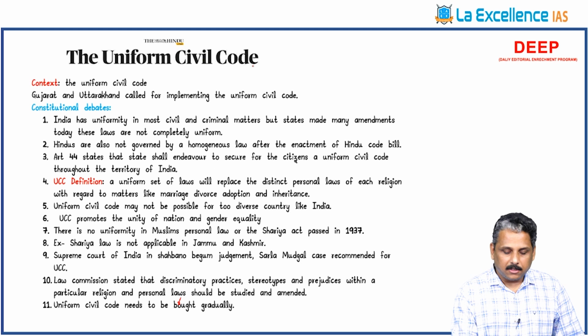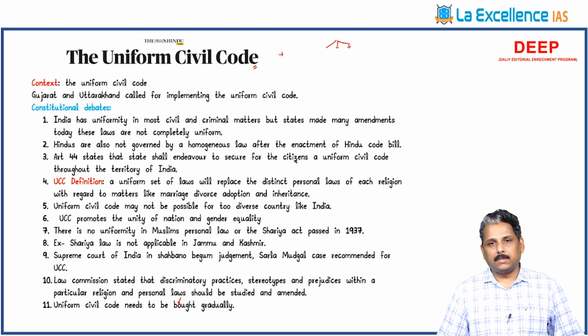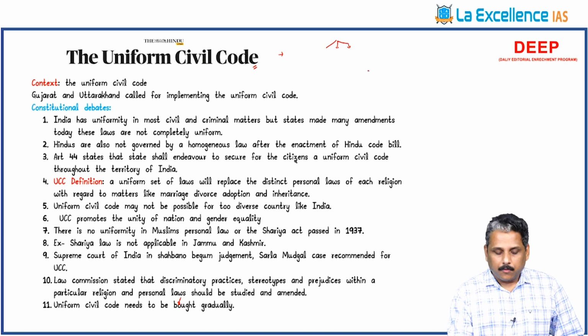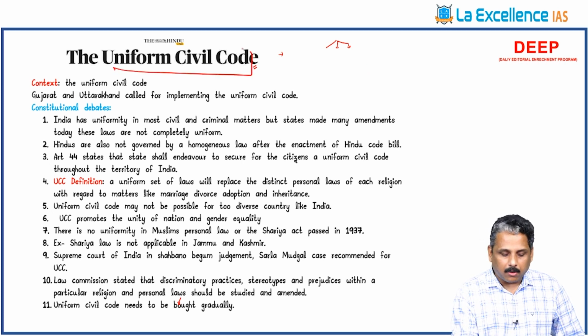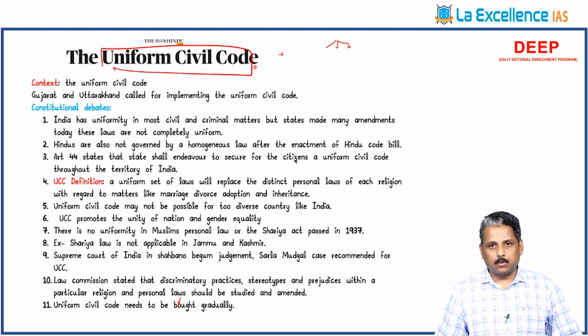The first article, Uniform Civil Code. What is the definition of this? Today, personal affairs of different religions are governed by different personal laws. For a simple example, Muslims are governed by the Sharia Act of 1937. In this context, replacing all the personal laws with one uniform law, we call that the Uniform Civil Code.